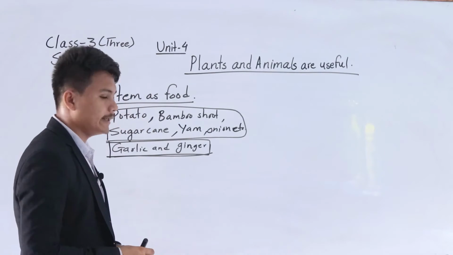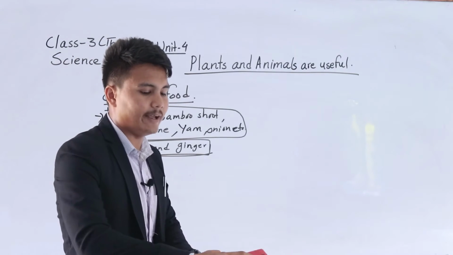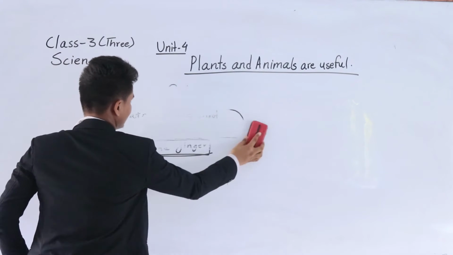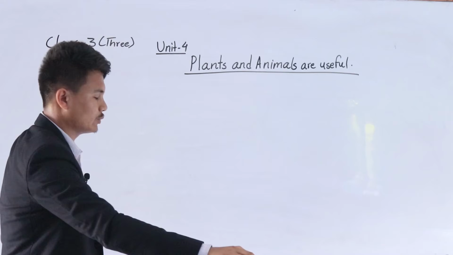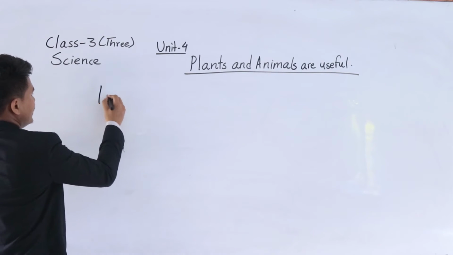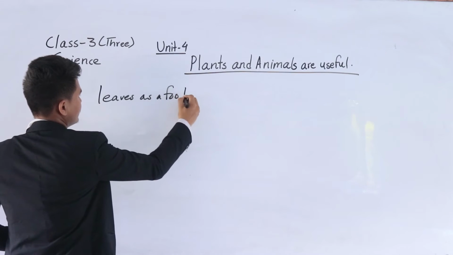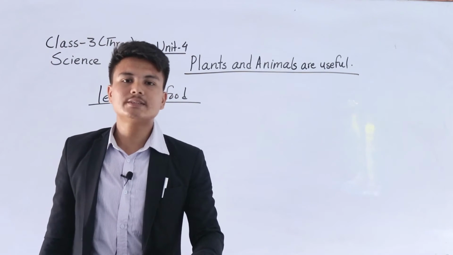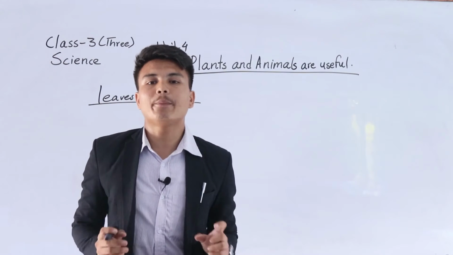Okay, let's talk about another topic, that is leaf as food. Now let's move on to leaf as a food. Some plants we eat the leaf as well. So leaves are a food. We use leaves of some plants as food. For example, we eat spinach.